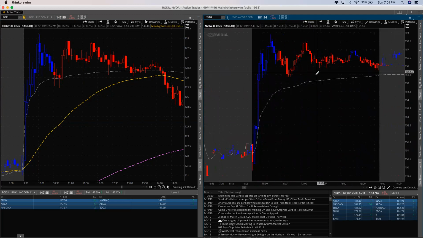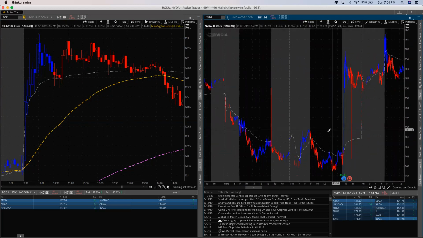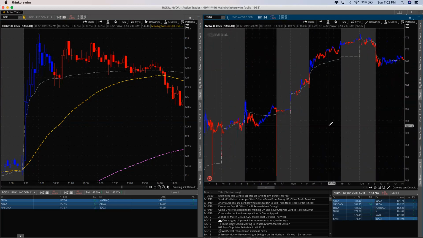See, this is a different pattern because look what it's doing. It never broke under the VWAP, where here it did, right? My mouse is going crazy. Get a new mouse.